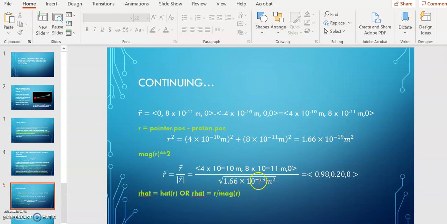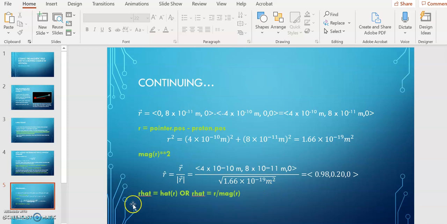You want the magnitude, which is going to be the absolute value of that 1.66 times 10 to the minus 19 square root, right? So if you do that, you're dividing each of the components of the vector by that square root of 1.66 times 10 to the minus 19 meters squared, and you end up with a unit vector of 0.98, 0.2, and 0 when rounded to 2 sig figs. Okay, so that's how you do that.